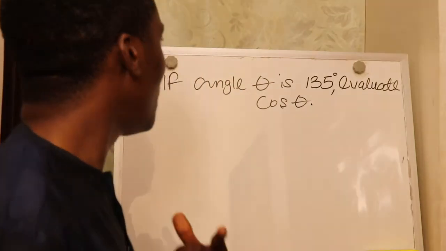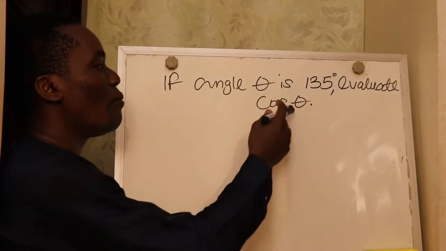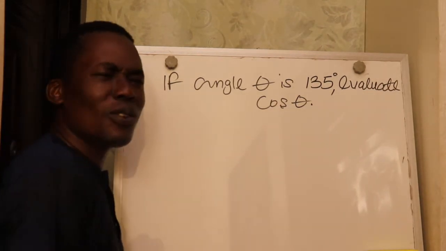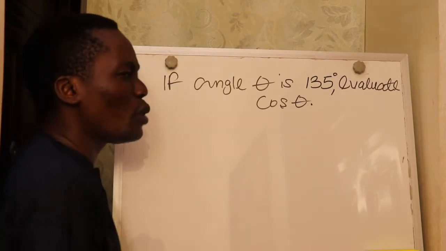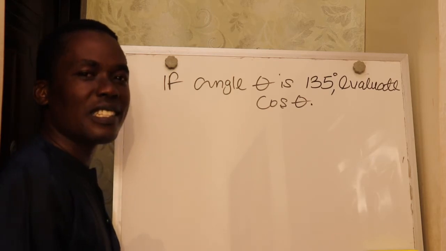The question says, if angle theta is 130 degrees, evaluate cos theta. It seems so simple, but I want you to know the process through which we are going to solve this. You are given this question to solve in 40 seconds.